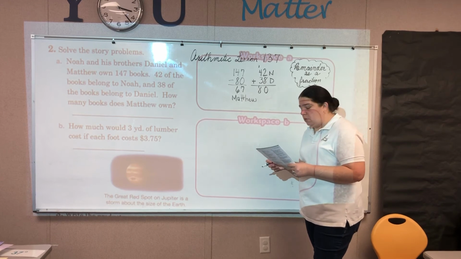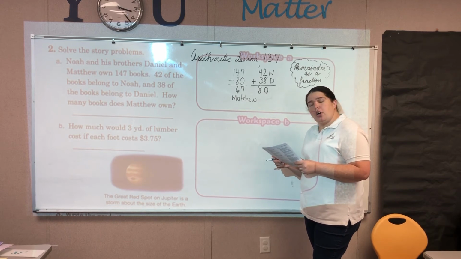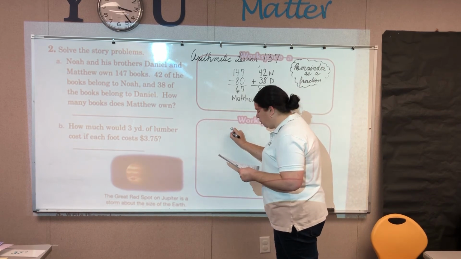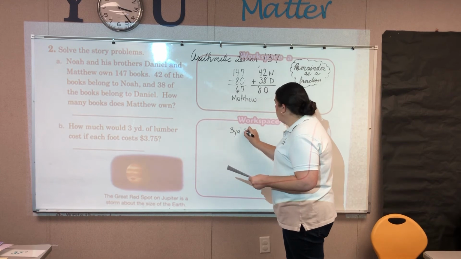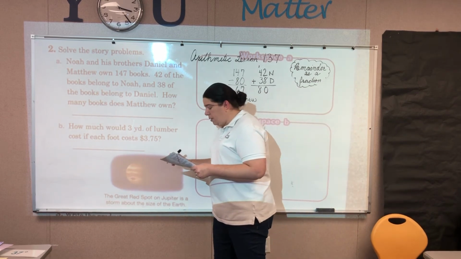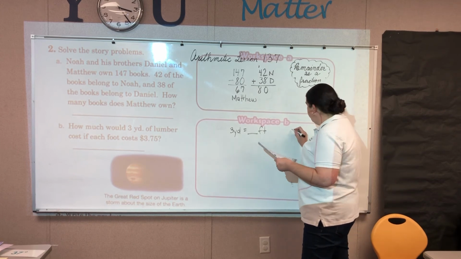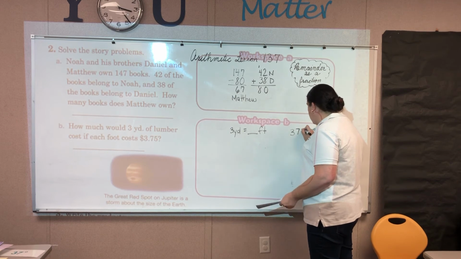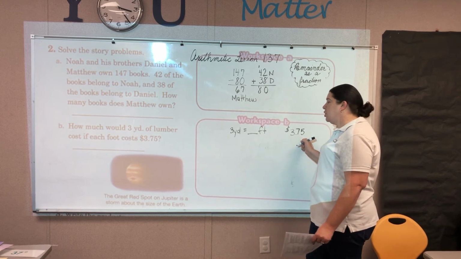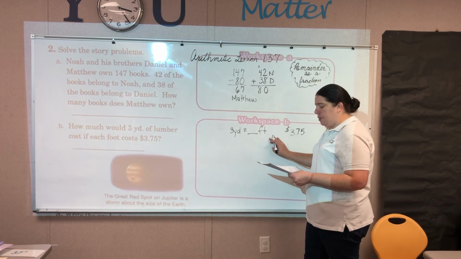Make sure you write books so we know not to get confused. How much would 3 yards of lumber cost if each foot cost $3.75? So, what they're asking you is to figure out how much is 3 yards is equal to how many feet, first of all, because they're asking us for the answer in feet, right? They tell us that each foot is $3.75. But we can't find out how much a yard is. We need to first make this into a conversion. So 3 yards is equal to how many feet?